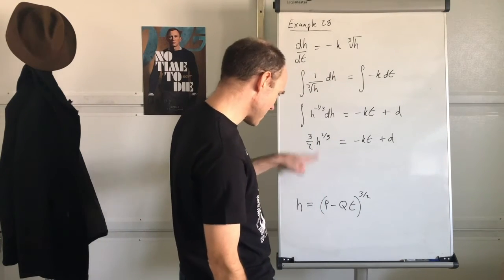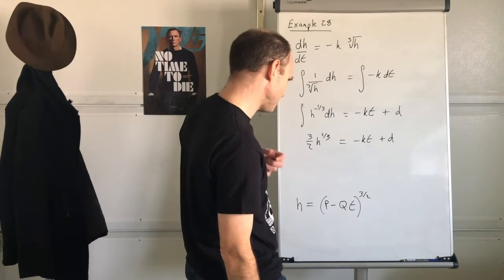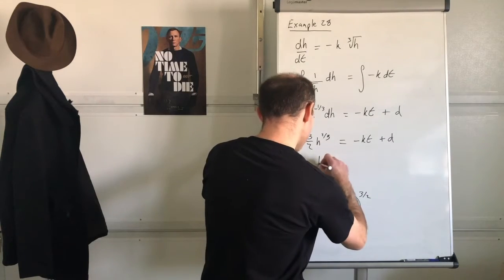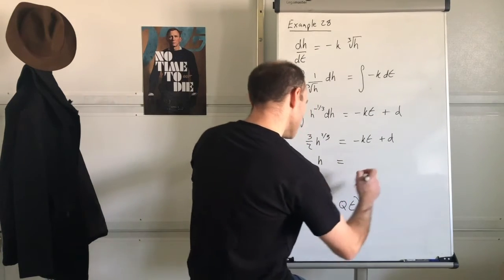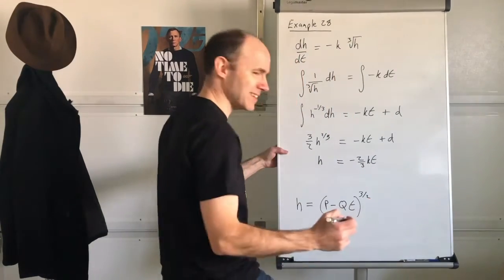Anyway, where was that? We need to get that. Yeah, we need to get that. Well, little steps. Multiply by 2, divide by 3. So that's going to be negative 2/3 of KT.